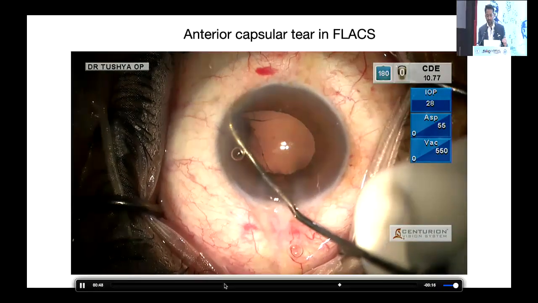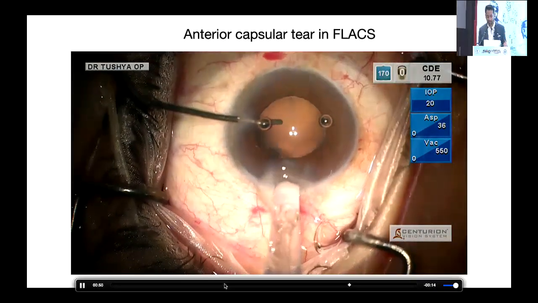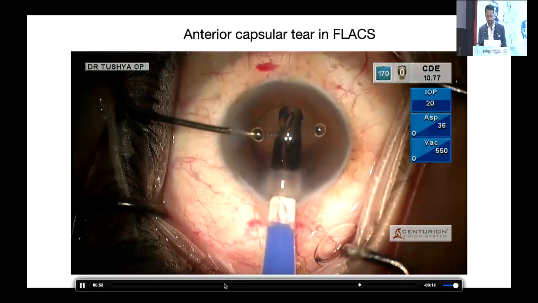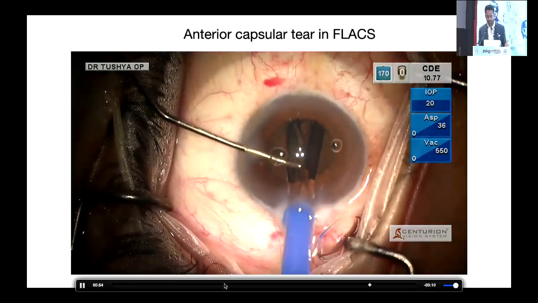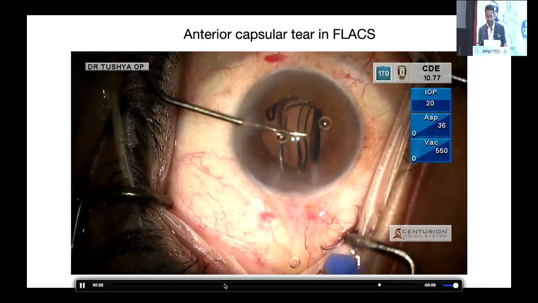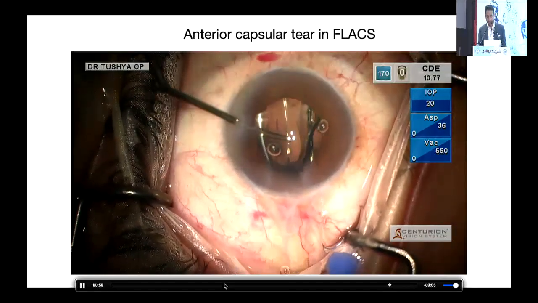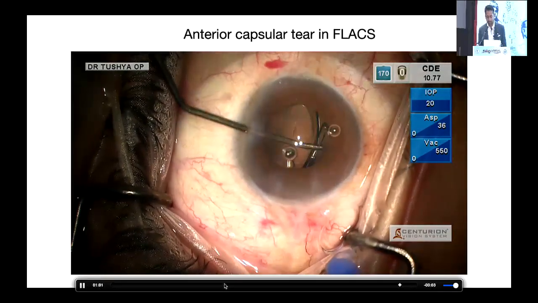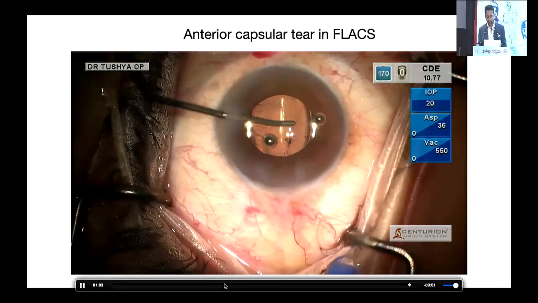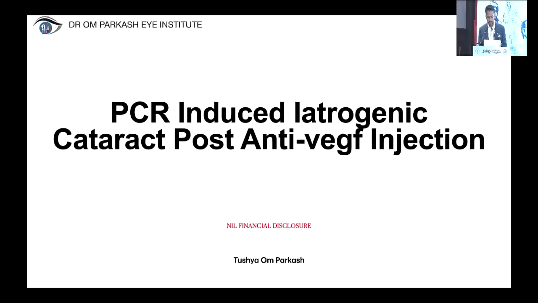So my aim was to place the IOL in the bag, and due to the flap motility sign in my armamentarium, I placed the IOL in such a way that the haptics are perpendicular to the line of the tear. It was a toric, so I had no option, so I placed it and the case was completed.